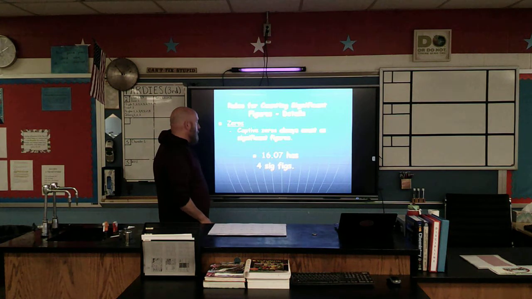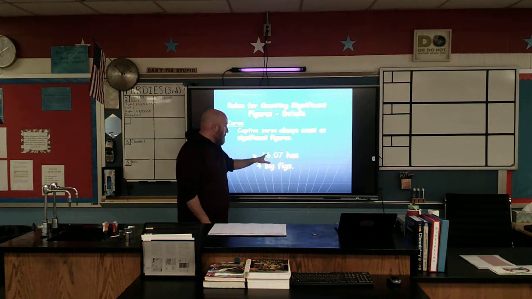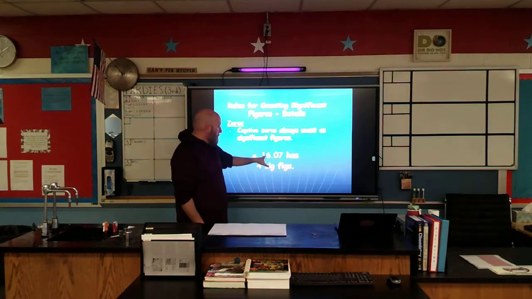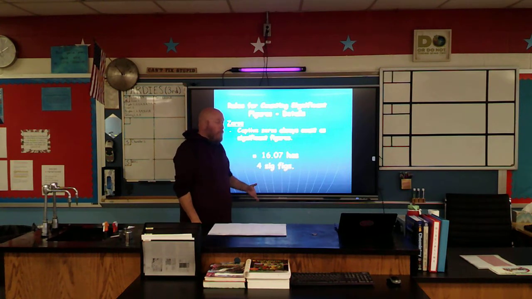That's what that means. So that 0 is significant because it's between these 2 numbers. That's why they call it captive. It's between 2 non-zeros, a 6 and a 7 in this particular case. So this one does count. It is valuable because it's telling you that there's something after this as well.